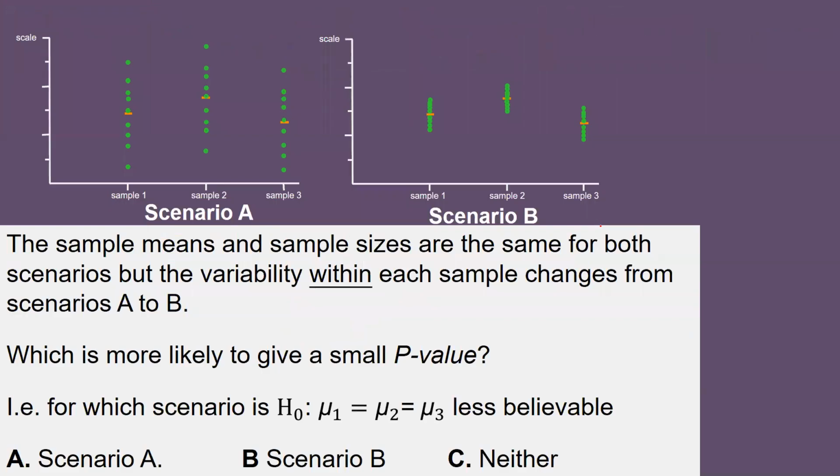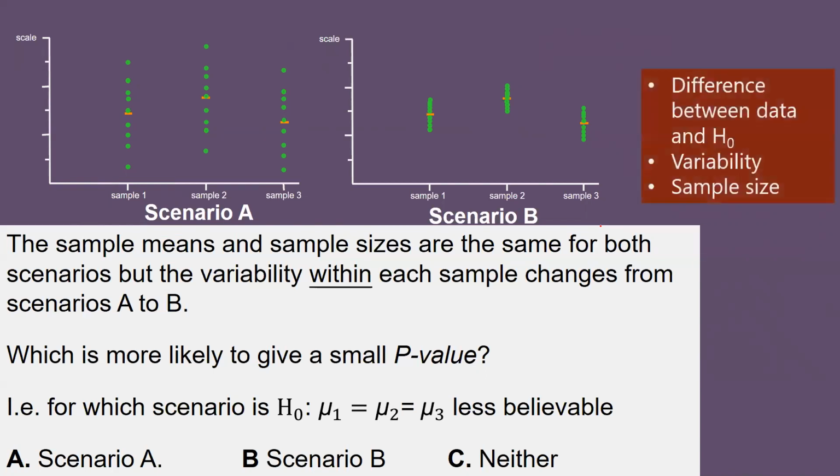Okay, have a real think about this one. So two scenarios again, same sample sizes, same means. The means are shown by the little orange bars. But as you can see, from scenario A to scenario B, we've changed how much within group variability there is. So the data itself is much more spread out in scenario A. Which is more likely to give a small p-value? Okay, for which example is there more evidence against the null?